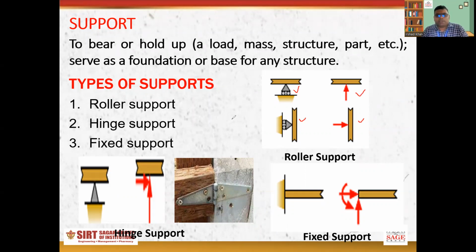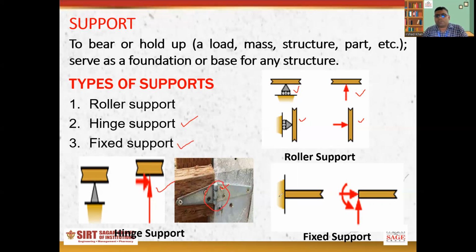Okay, and let's understand hinge support. You can see this example. This is called a hinge, and you can see it in your door. This kind of arrangement is called a hinge support. In hinge support, if you see the free body diagram, two reactions will act, one vertical and one horizontal. And simply you can understand the same for fixed support.